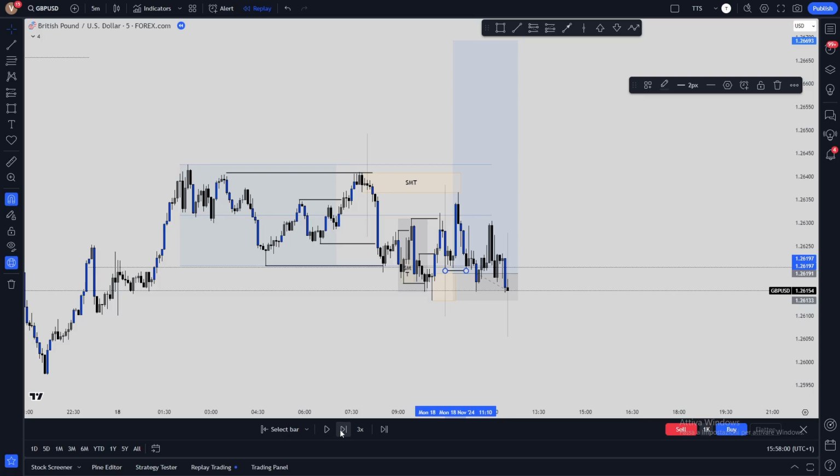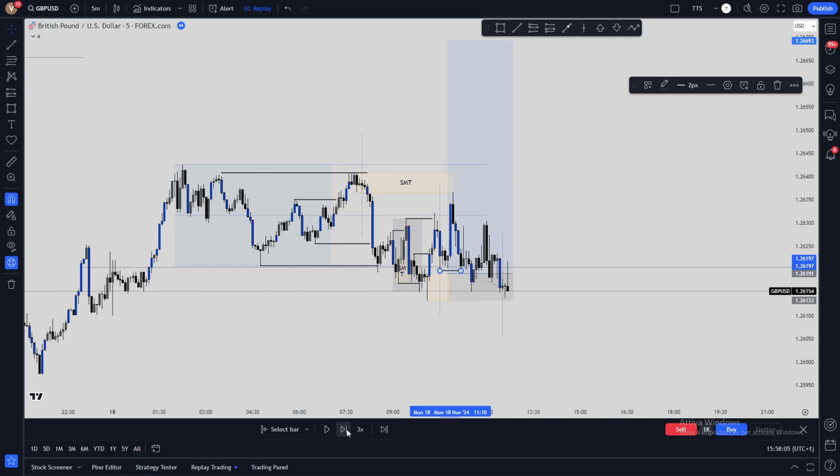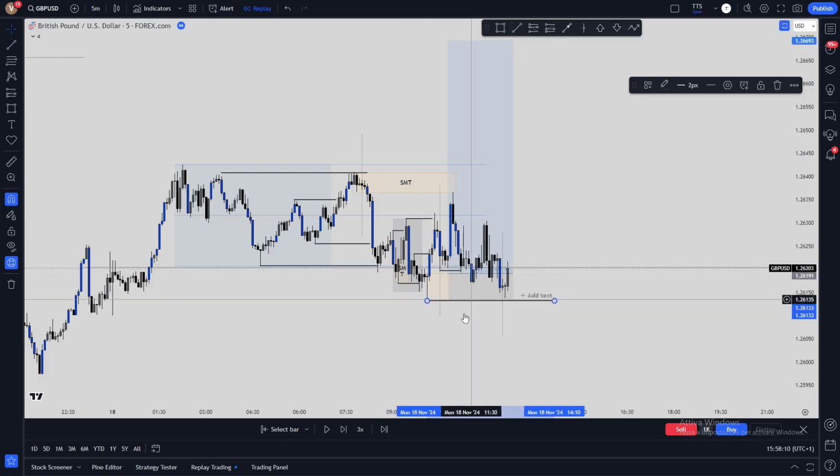Price is messing around, shaky hands here, okay, shaky hands, but nothing to worry about if you have a good broker. This stop loss is safe.